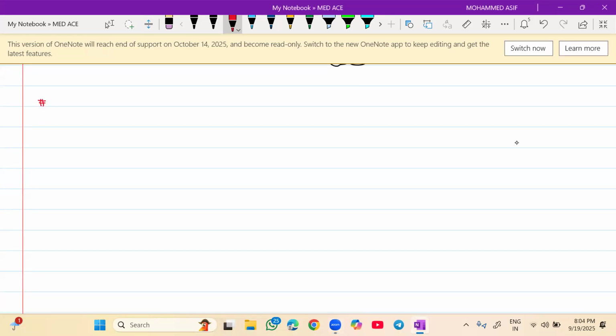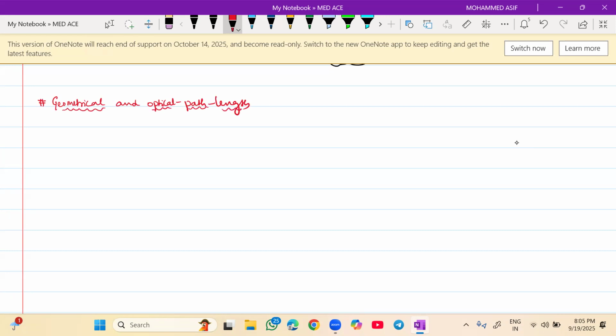Next, ready. So let us talk about a very important topic, that is geometrical path length and optical path length. What do you mean by your geometrical path and what do you mean by your optical path?